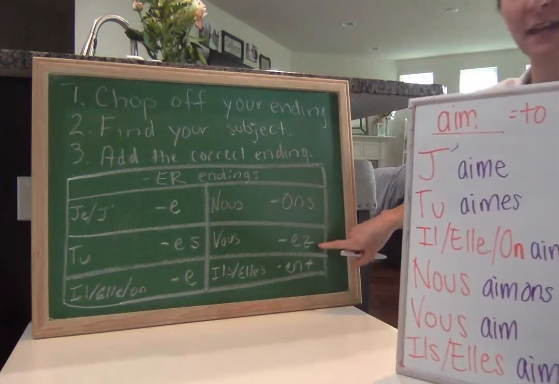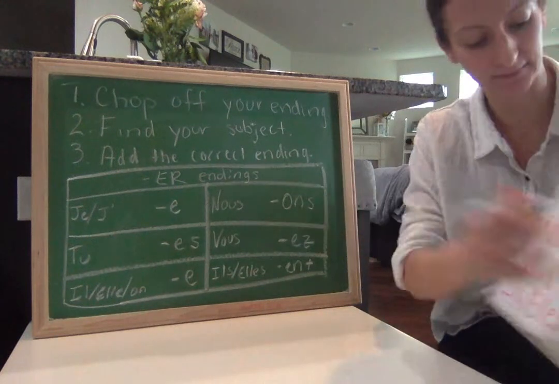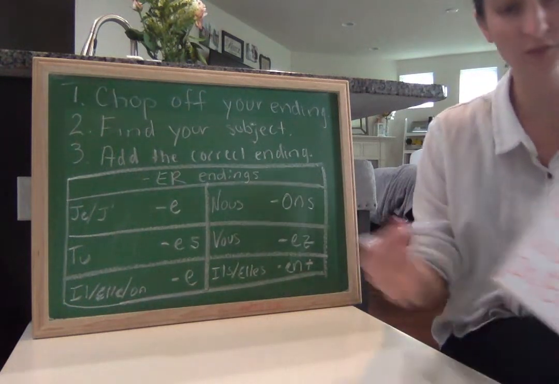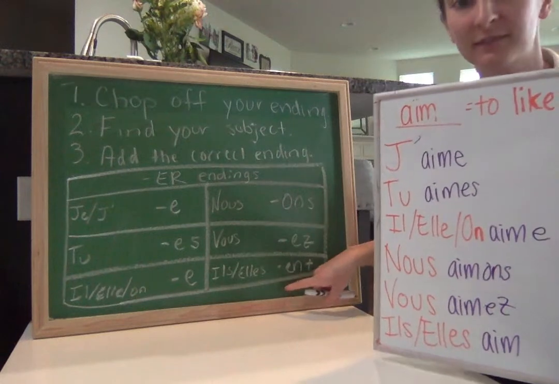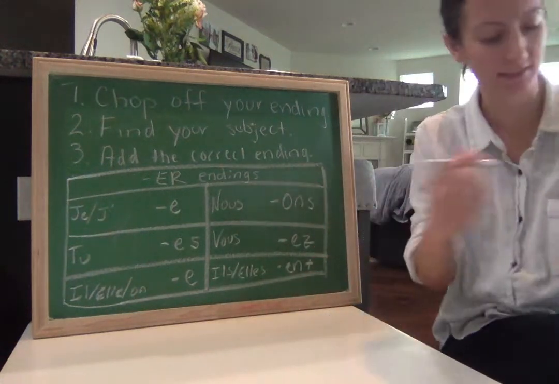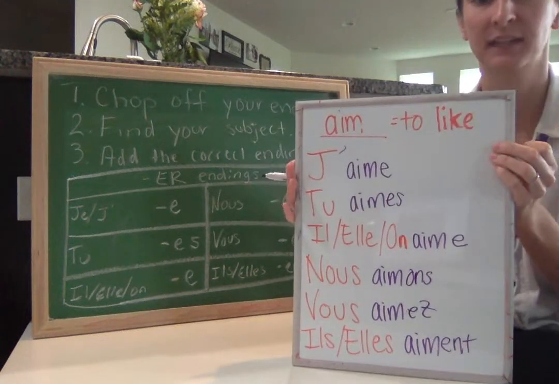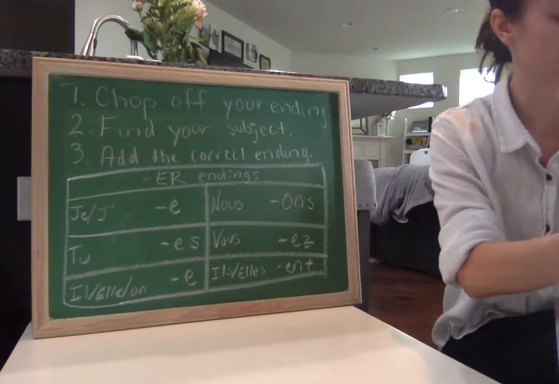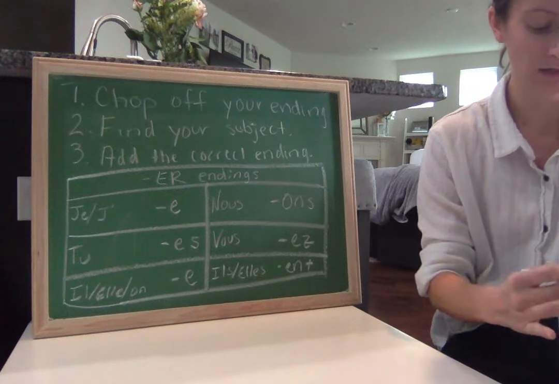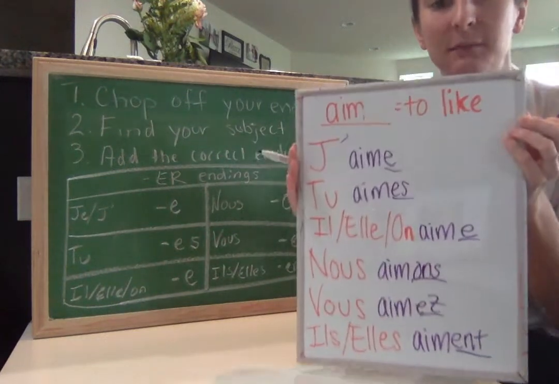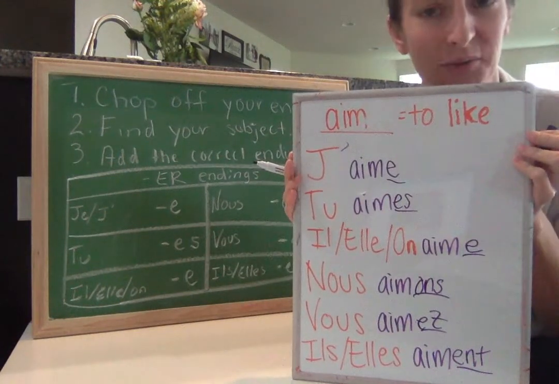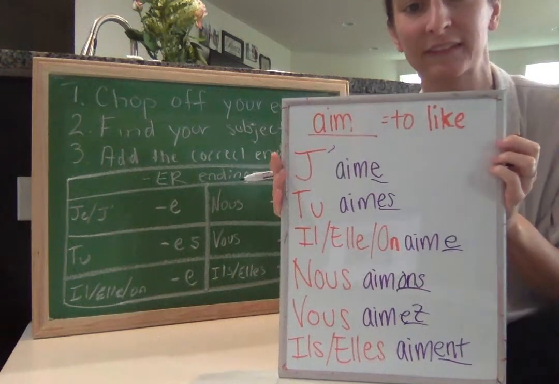We keep following the pattern. Vous, I look at my chart, it's EZ. Boom. And then my last one, for ils, elles, pluriel, is ENT. Boom. All right? So here are all of my endings. I just used my chart to add them to my stem. And that is how we conjugate for all our subject pronouns.